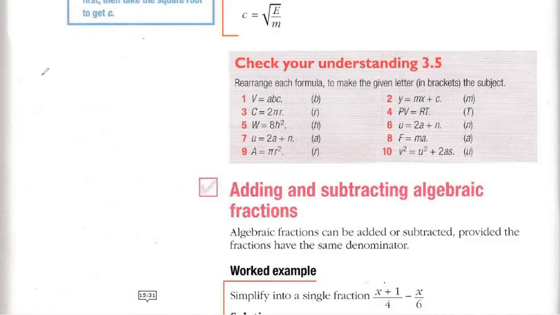The third one, c equals 2 pi r. Make r the subject, so we need to isolate r alone on one side. Divide both sides by 2 pi. We can cancel 2 with 2, pi with pi. So r equals c over 2 pi.